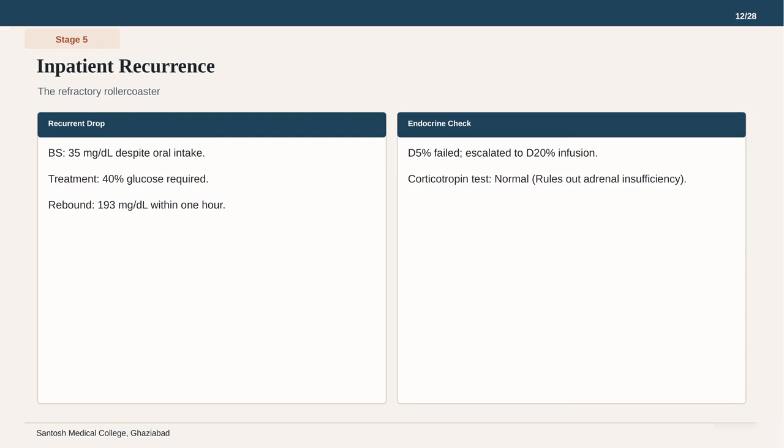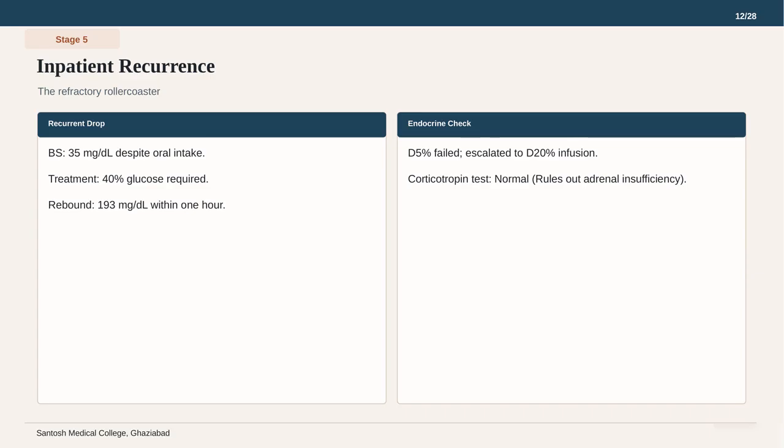Notice the alarming data in the left panel detailing her recurrent drop. Despite oral food intake, her blood sugar plummeted to 35 milligrams per deciliter. This required a heavy intervention of 40% intravenous glucose. Strikingly, her blood sugar rebounded to 193 milligrams per deciliter within just 1 hour.